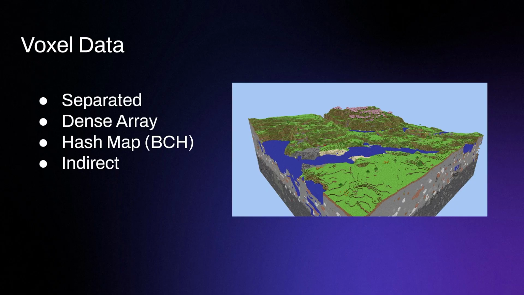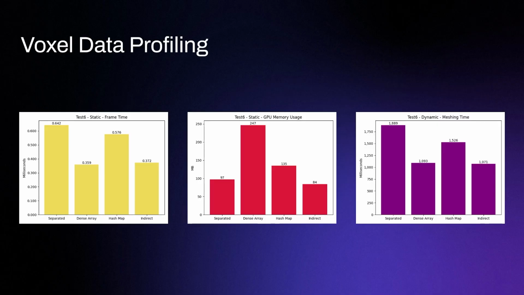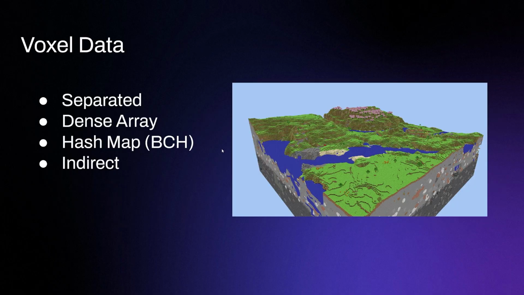Another way to do it is using a dense array. So for our chunk, we'll upload a buffer containing 64 cubed voxel types, and then we'll use the fragment position to index into that buffer and get the type of the voxel. A way that requires us to store less data is using a hash map. I personally implemented it using a bucketed cuckoo hash table. It's not the most efficient though, and you could probably do it better. And finally, indirect is a data structure which I designed, and I found it performed better than a hash map and a dense array.